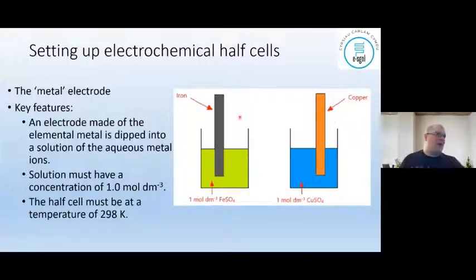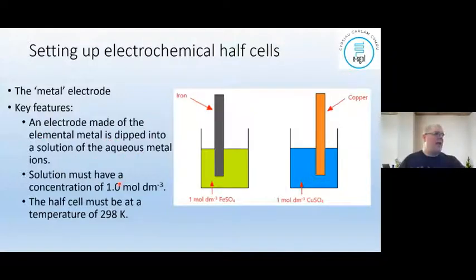Now for the iron half cell, we combine iron metal with iron in its oxidized form. In this case, it's Fe2+. So we just dip a piece of iron into a solution of Fe2+, in this case, iron 2 sulfate. The iron will act as the electrode, which is the interface between the half cell and the rest of the circuit. So we've got the electrode made of elemental metal dipped into a solution of aqueous metal ions.